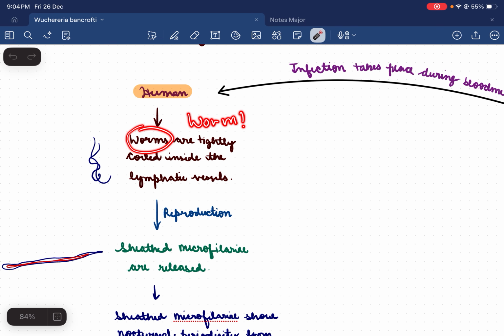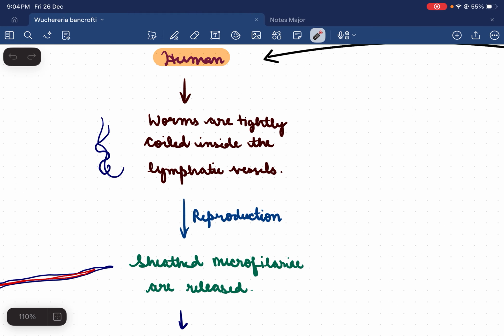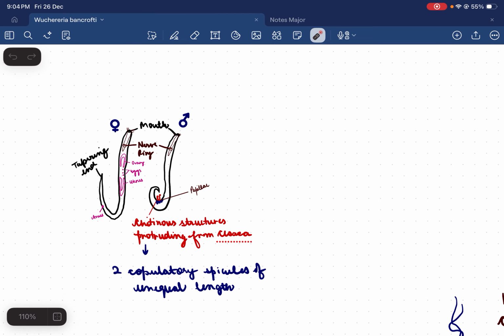What does that mean? If you remember, in case of Taenia solium, there was one worm that was living inside the jejunum of a human being. But in case of Wuchereria bancrofti, it is a dioecious worm, meaning that it has a male and it has a female, which have to come together for reproduction to happen. Let's understand this better with the help of a diagram.